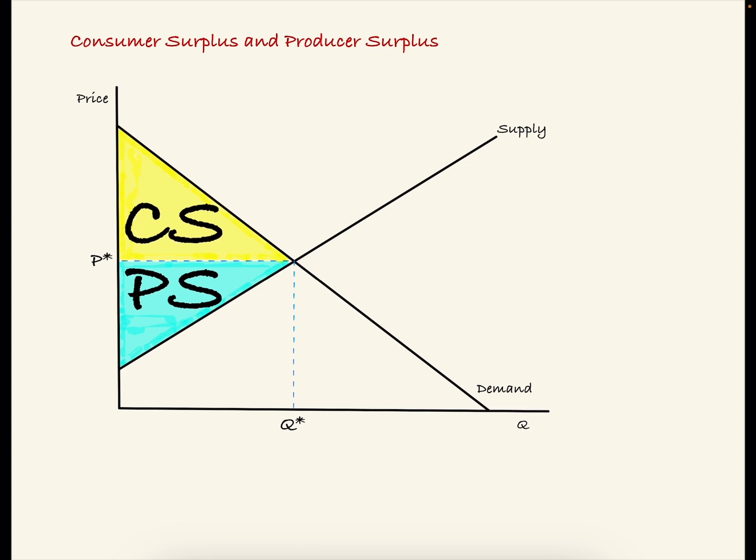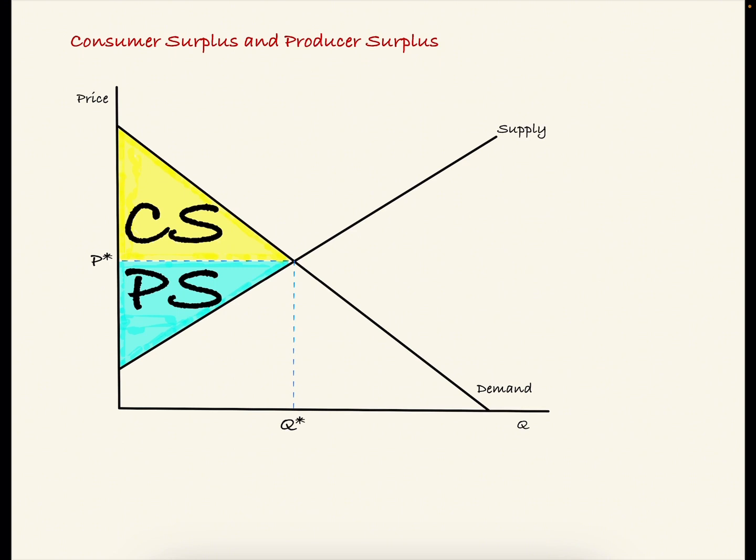Consumer surplus is bounded above by the demand curve and below by P star, or the market equilibrium price. So consumer surplus really measures the difference between the demand curve, or the maximum price consumers are willing to pay, and P star, the equilibrium price, which is the price consumers pay for the good. In essence, consumer surplus is the difference between the consumer's maximum price they are willing to pay and the price they actually pay for the good or product.